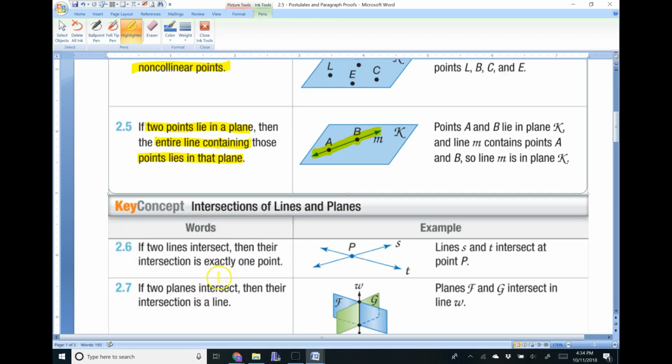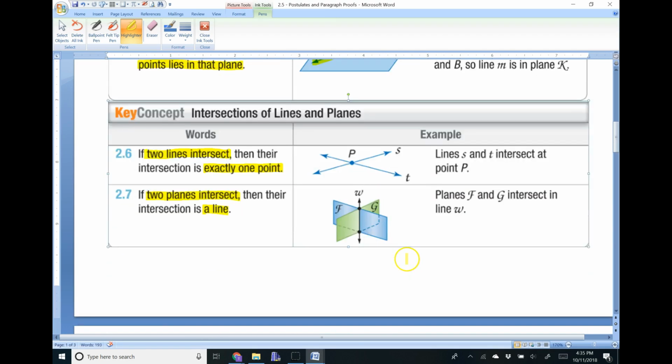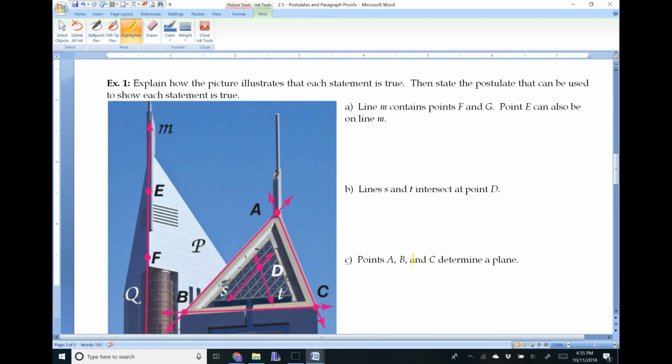Right? We have 2 more. They're pretty easy, very common sense. 2.6, keywords here: 2 lines intersect. Right, now we have these things intersecting. So when 2 lines intersect, they create exactly 1 point, right? Just like cars colliding, right? Now let's go to the last one here. If 2 planes intersect, two pieces of paper intersect, then they create a line, okay? So make sure you guys have that underlined, because we're going to go straight into the first example here.